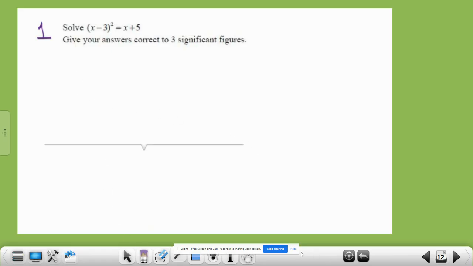It says solve (x minus 3) all squared equals x plus 5. Give your answer correct to three significant figures. So the first thing we should note is that if it says three significant figures, chances are we're not going to be able to factorize. It's obviously got a more complicated answer.